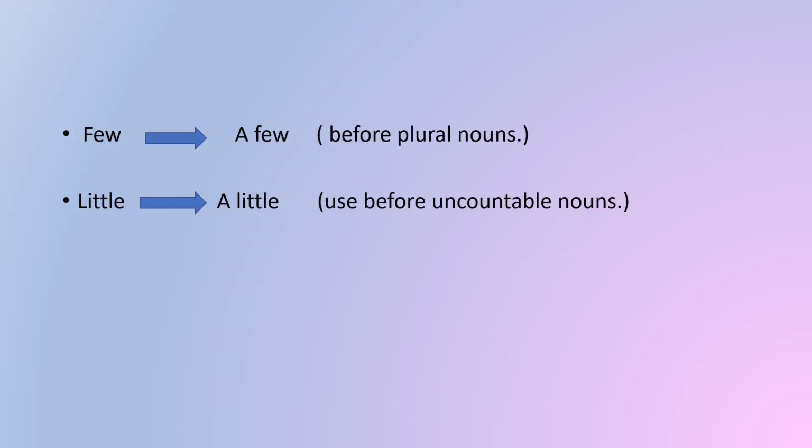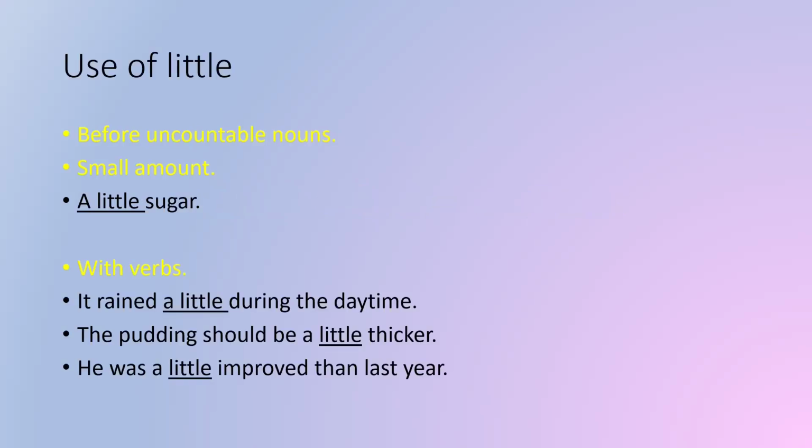We use few or a few before plural nouns, and we use little or a little before uncountable nouns. As I told you before, we use little before uncountable nouns. Now look at the example. A little sugar. Sugar is uncountable. Therefore, we can say a little sugar, which mentions a small amount of sugar.